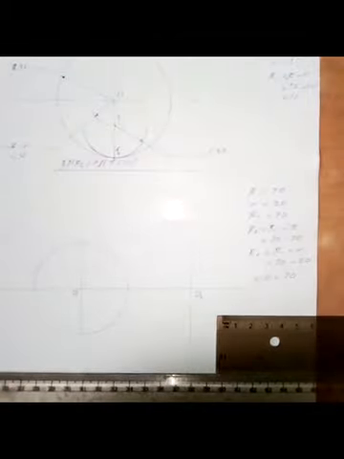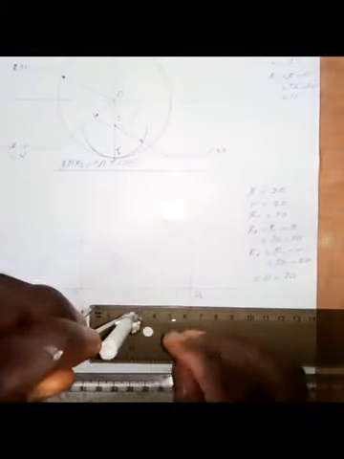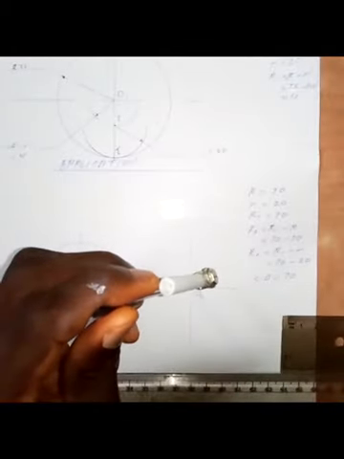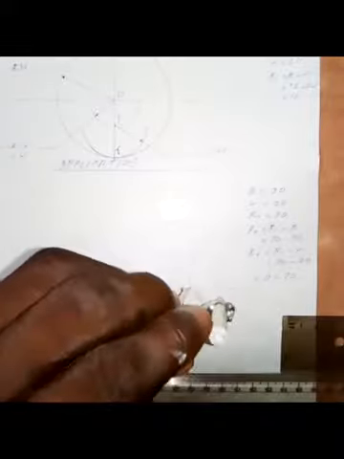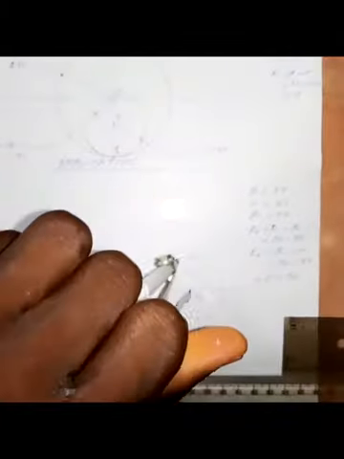Okay, so next I will take the radius of the small circle, which is 20, and put it at this point, O2. Then I will draw a circle. Okay, so this is a circle.